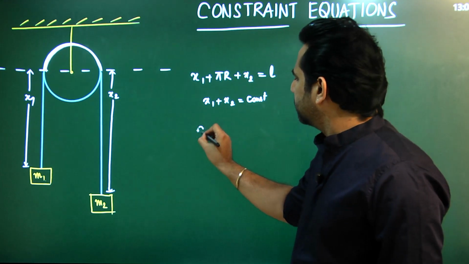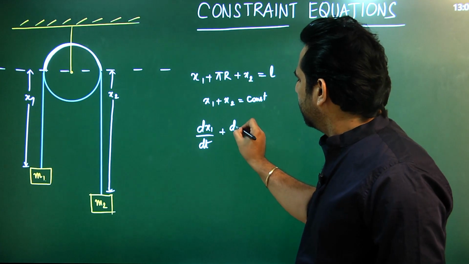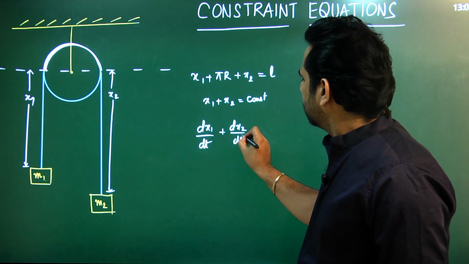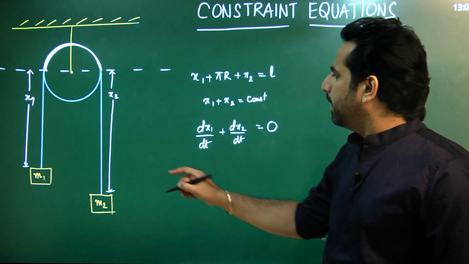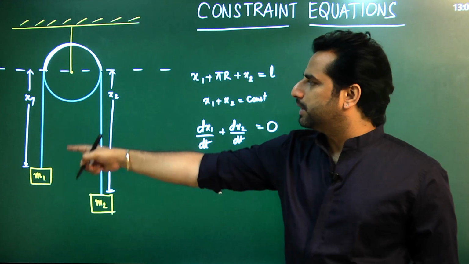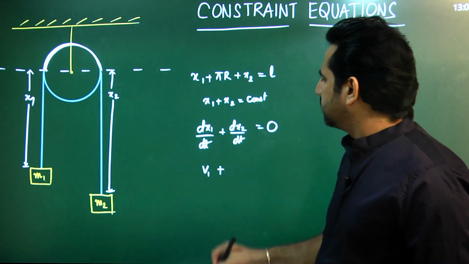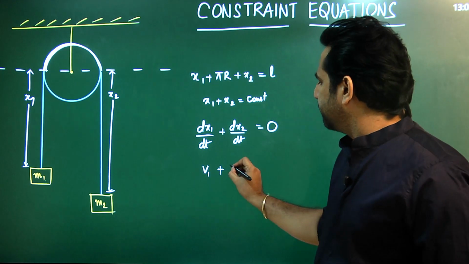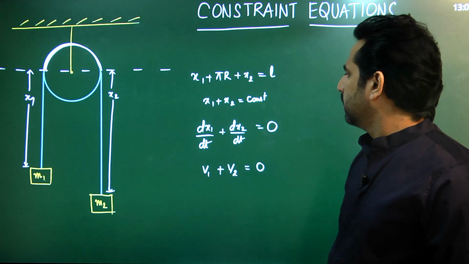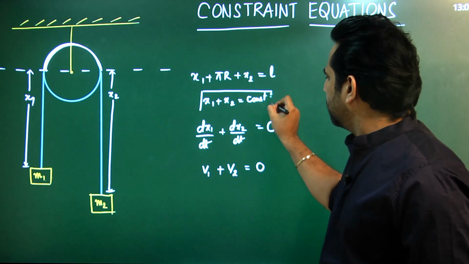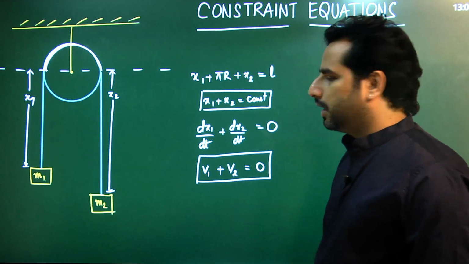Now you differentiate this: dx1 by dt plus dx2 by dt is equal to the derivative of a constant, which is 0. dx1 by dt, the rate at which x1 changes with respect to time, is nothing but the velocity of block 1, plus the rate at which x2 changes with respect to time, which is the velocity of block 2, is equal to 0. So this is the constraint equation of the velocities.